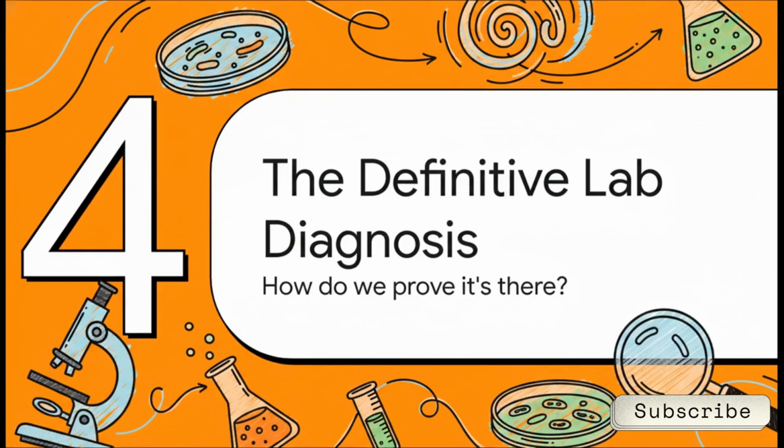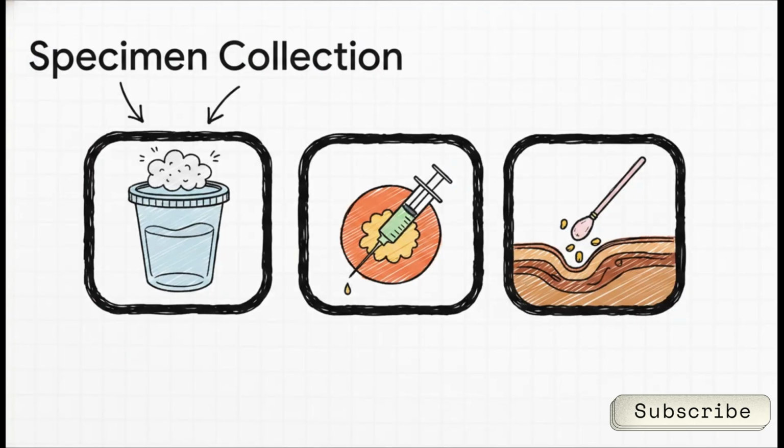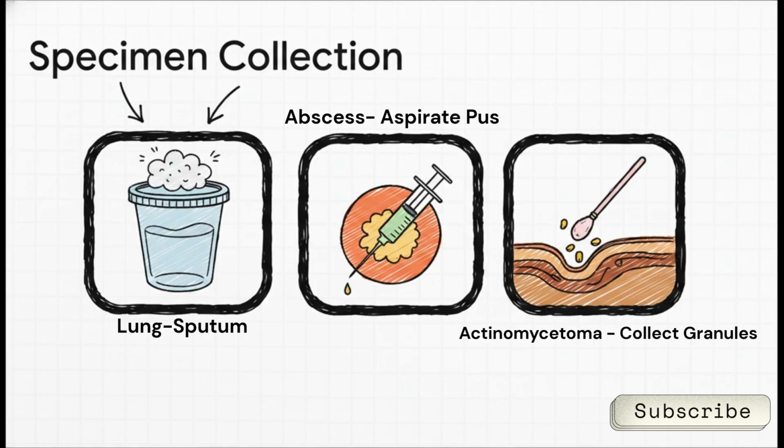Okay, now for what might be the most important section for your practical exams. How do we actually confirm a diagnosis in the lab? This is where you can score some really big points. So collecting the right specimen is really just guided by the clinical presentation. It's pretty logical. For a suspected pulmonary case, well, we're going to collect sputum. For a brain or skin abscess, we'll aspirate pus. And for that actinomycetoma, we absolutely want to collect those crucial granules from the sinus discharge.